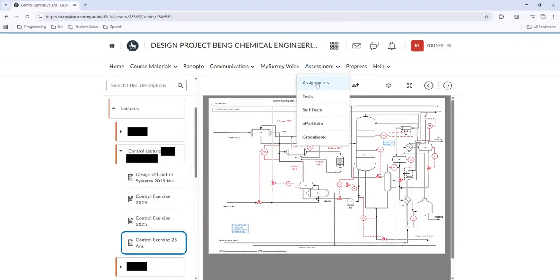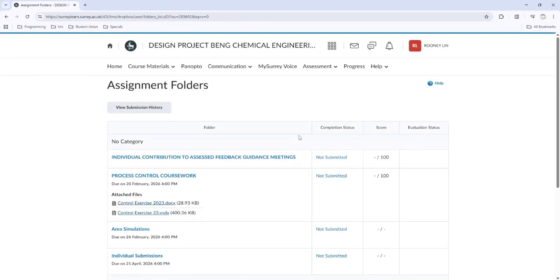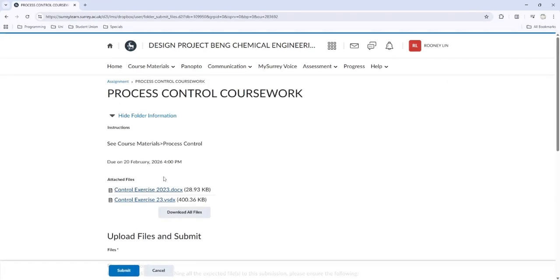So I'll click on this assignments. Yes, this is about the process control coursework. Using both these test files, which I already downloaded a few days prior, it is due on the 20th of February, so 10 more days to go. Today is February 10th, submitted by 4 p.m. on that day. If I click on this, yes, course materials, process control, I've already viewed it. I think the 20th is on Friday, 4 p.m., the end of week 3 deadline.